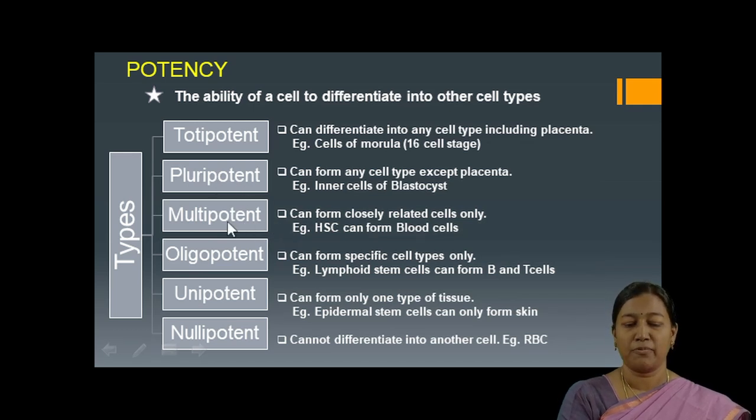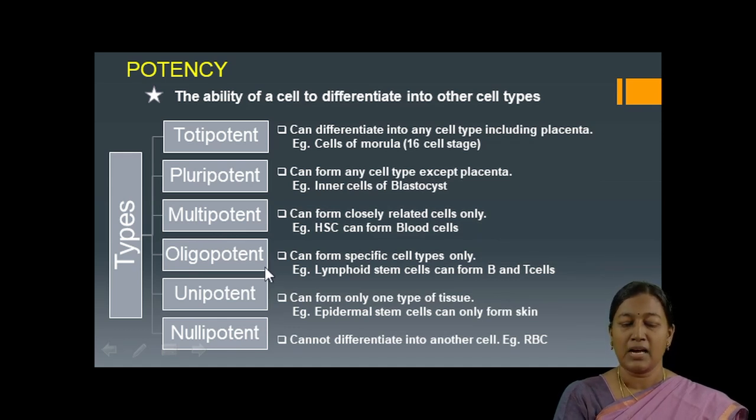Then the next type of potency is multipotent. It can form a set of closely related cells. The best example is the hematopoietic stem cell. It can form only blood cells, but there are many blood cells. It can form white blood cells, red blood cells, T cells, B cells, macrophages, and platelets. So it is said to be multipotent. It can form several cells, but they are of a single related group.